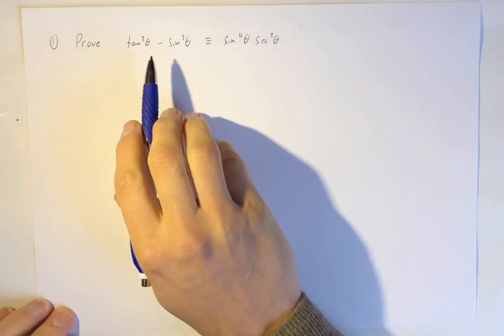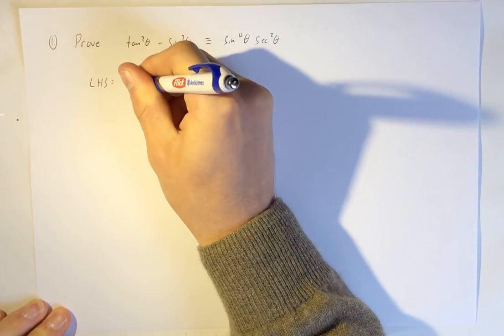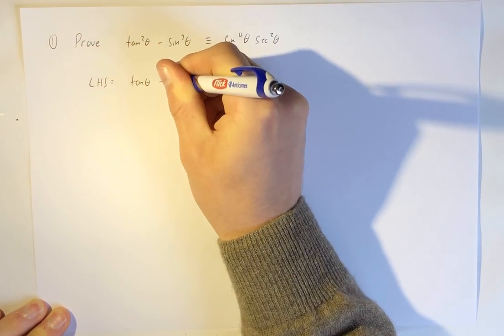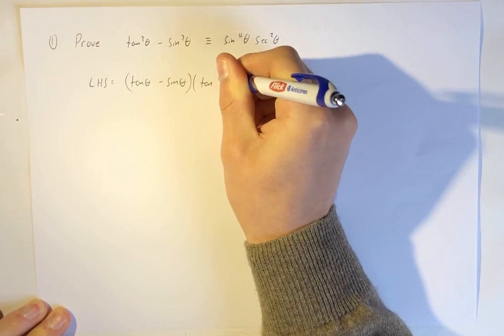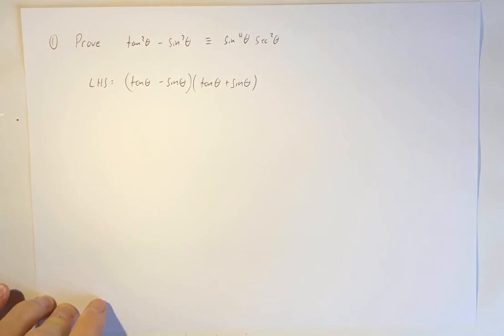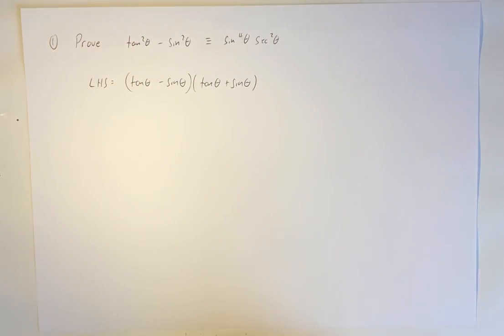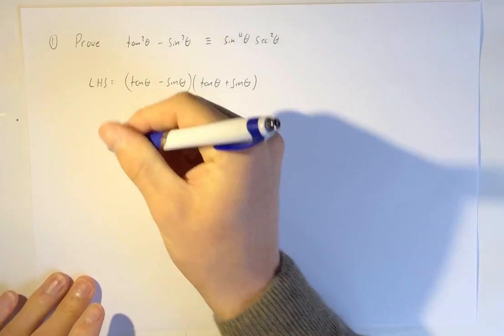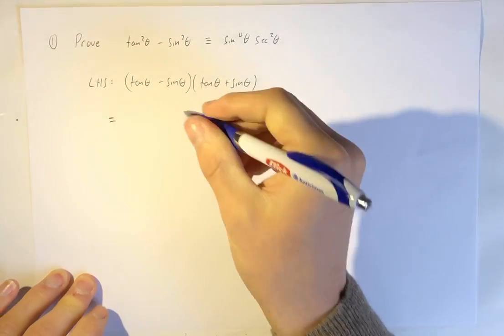Immediately, I hope you notice that we've got the difference of two squares. So the left-hand side can be written as tan theta minus sine theta times tan theta plus sine theta. A really nice method of manipulating a quadratic to turn a subtraction problem into a multiplicative one. What was then quite interesting is the next step I took, because I think there's an easy way to do it, but I'm just not too sure how.